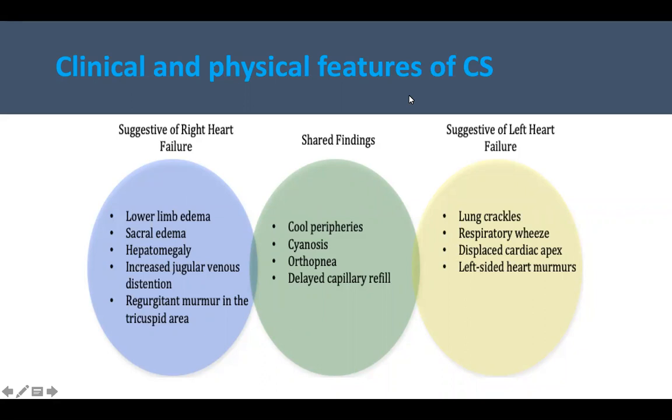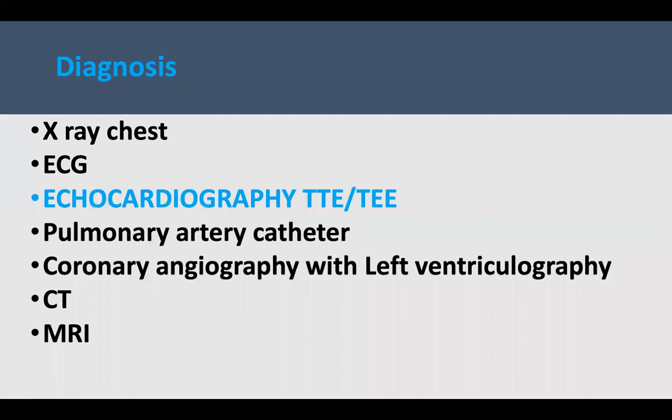So I think this is how the clinical physical features of cardiogenic shock. Everybody is familiar with it. If you have cold periphery, cyanosis, orthopnea, delayed capillary refill, and the lungs are congested because of the left heart failure, you will get a pulmonary edema, you may get crackles, you may have displaced cardiac apex, you may have left-sided heart murmurs. And similarly, in the right-sided, you have the edema, you have increased JVP, you have the murmur of tricuspid valve area. How do we diagnose?